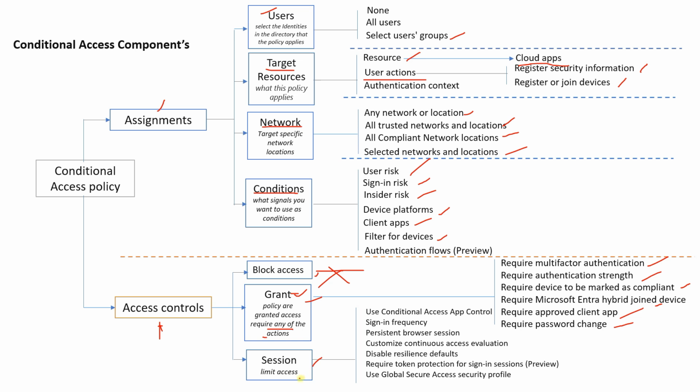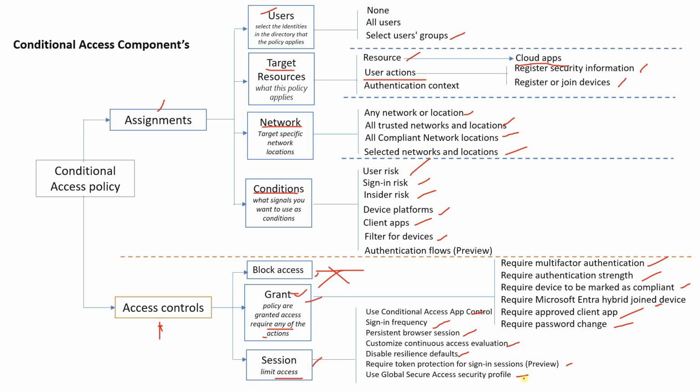Next, session level is like limited access. They will give you some limited access. It includes user conditional access app control, sign-in frequency, persistent browser session, customize continuous access evaluation, disable resilience defaults, require token protection for sign-in, and use a Global Secure Access security profile.